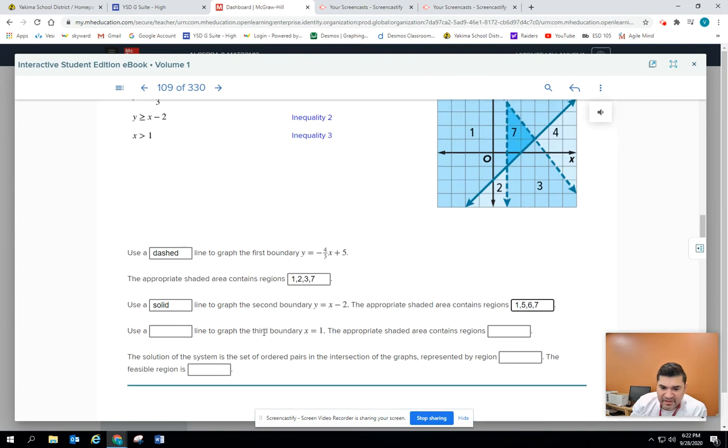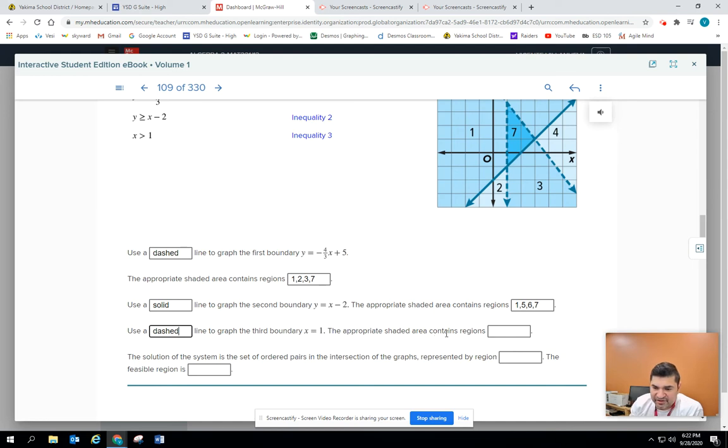Okay, use a blank line to graph the third boundary, x equals 1. Again, because there's no equal on this, this is the equation we're using. We need to put dashed. Use a dashed line to graph the third boundary, x is greater than 1.